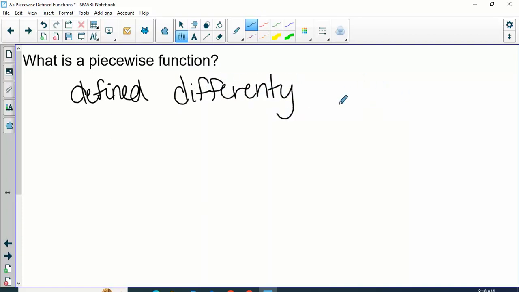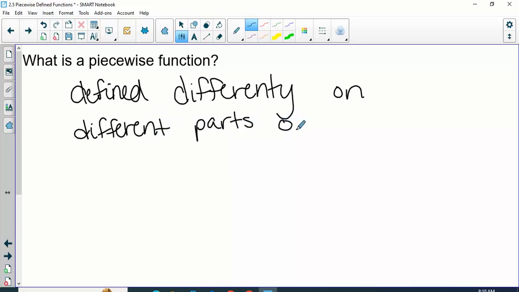Okay, a piecewise function is defined differently on different parts of the domain. Hence, we get pieces. For this section, we do one thing. For the next section, we do something different.